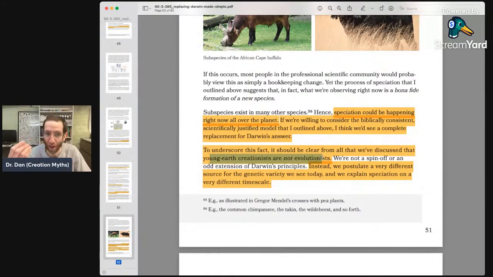There's a term that I really like called creationist hyperspeciation or hyperevolution that describes how you get from the ark to all of the extant species. Faster and broader speciation, I'll say, than is generally accepted in evolutionary biology. So instead, we postulate a very different source of genetic diversity. Yes, you do. He doesn't provide any support for this mechanism.